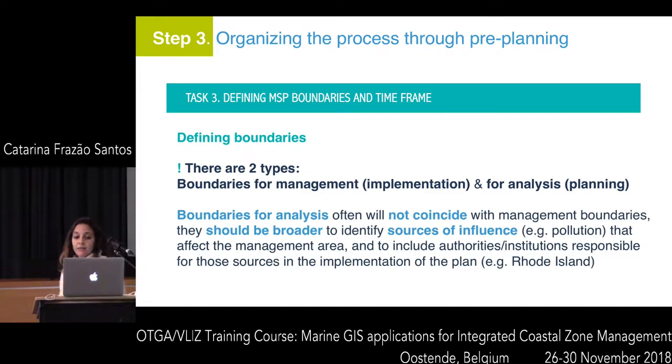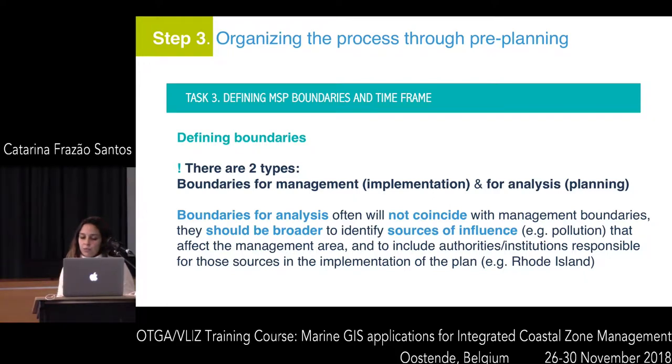On the other side, we have the boundaries for analysis. As I said, they do not coincide with management boundaries. They tend to be, or they should be, broader than the management boundaries so that they can identify sources of influence, for example pollution, that can affect the management area. And also to try to include those authorities and institutions that are responsible for those sources of influence in the implementation of the plan. This happened in Rhode Island, one of the states in the United States that has had MSP in place for a long time.